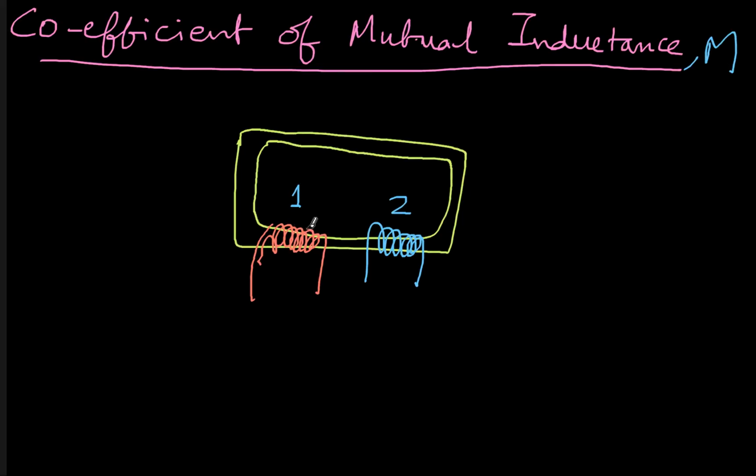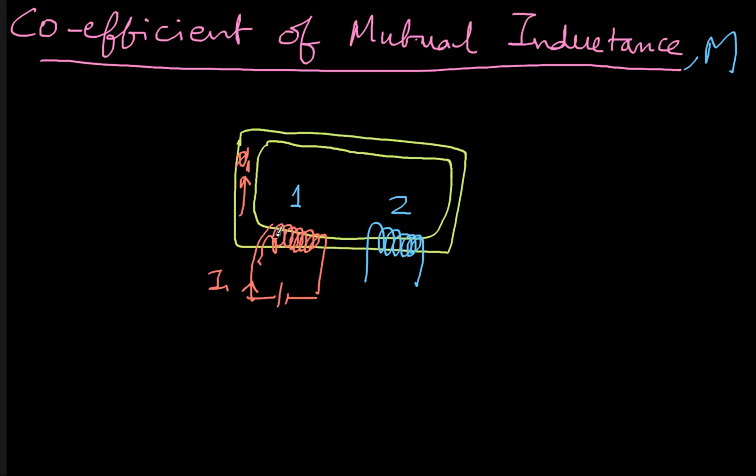So what I am to say is mutual inductance, that is flux linkages produced in coil 2 due to current in coil 1. Let me explain that. Imagine that there is some kind of voltage and some current is flowing here, I1. Because of I1 there will be a flux phi 1.